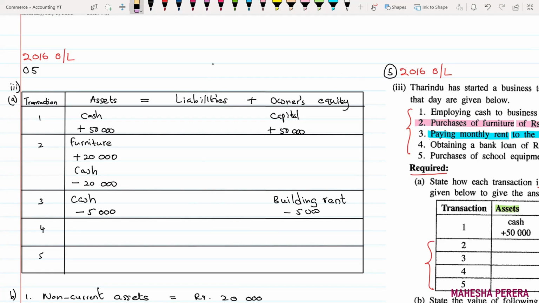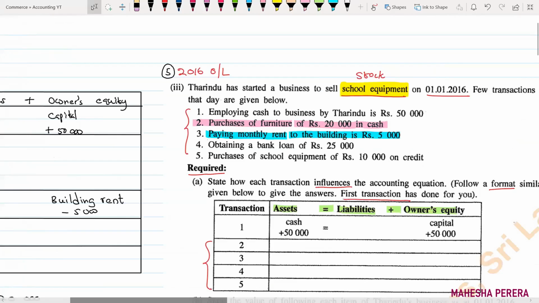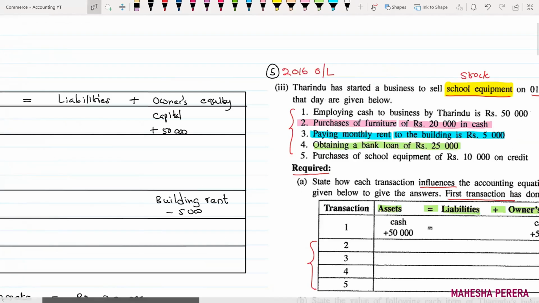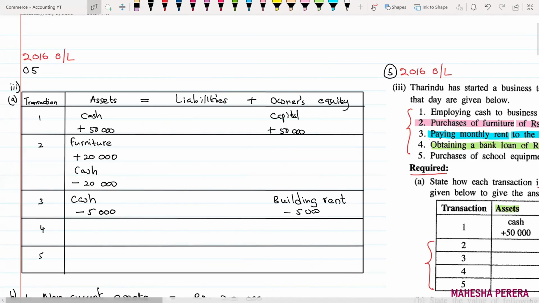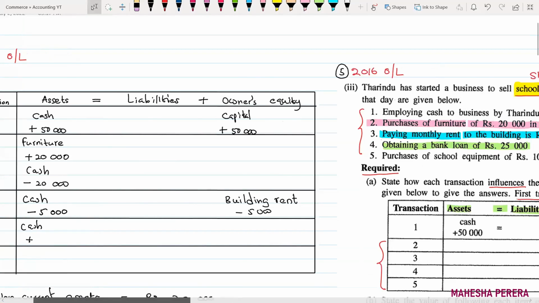Okay? Right. Fourth transaction, obtaining a bank loan 25,000 rupees. Right? Okay, now when the business obtains a bank loan, cash value of the business increases. On the other hand, liabilities of the business also increases because of this bank loan. So how do you write these impacts? You can write cash plus, how much was the bank loan? 25,000.